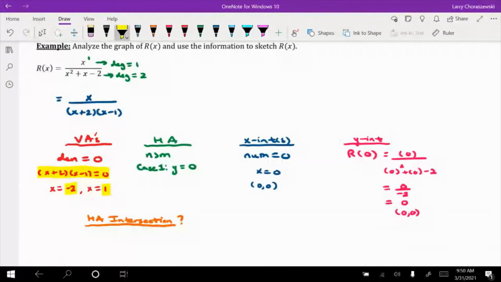For the horizontal asymptote, oops, that's actually a mistake there. The degree of the numerator is 1, degree of the denominator is 2. This is a situation where n is less than m. There we go. And that's case 1, which tells us that the horizontal asymptote will be y equals 0 by default. In other words, the x-axis.